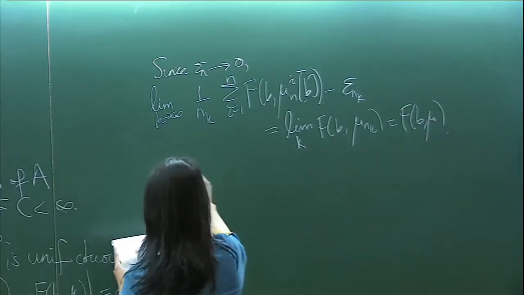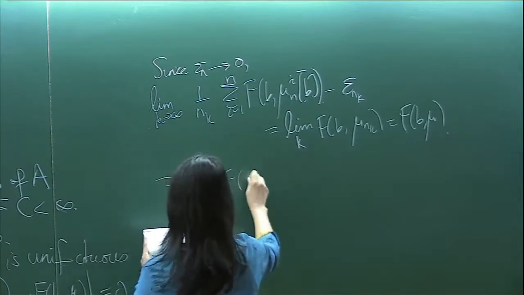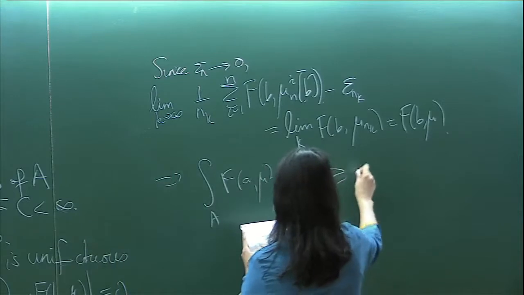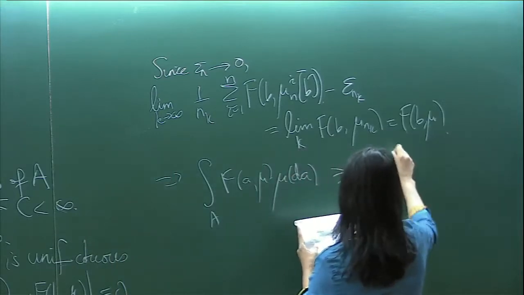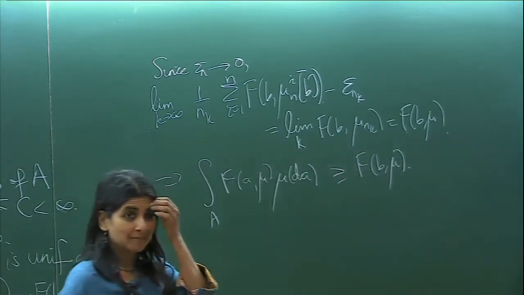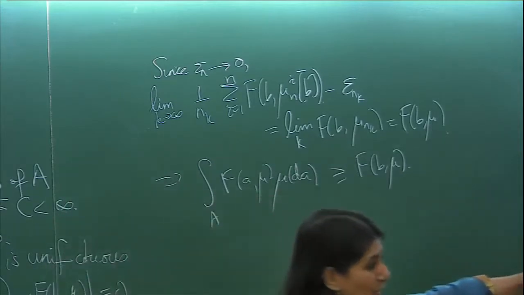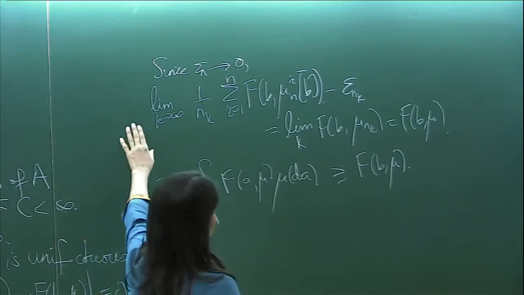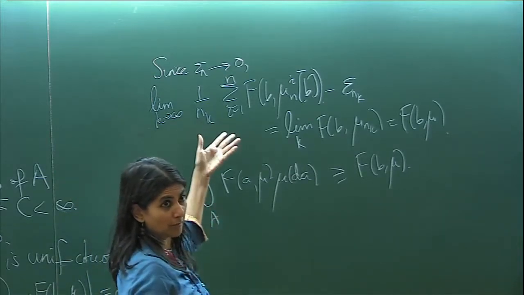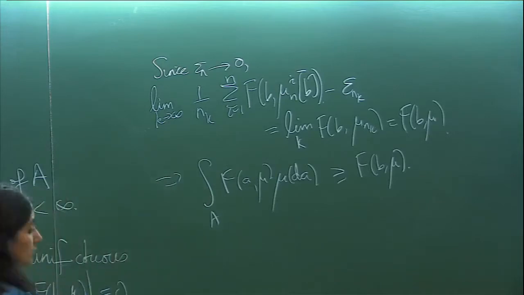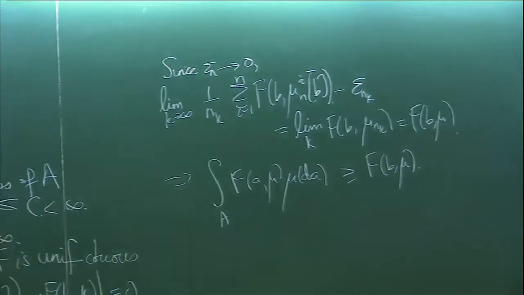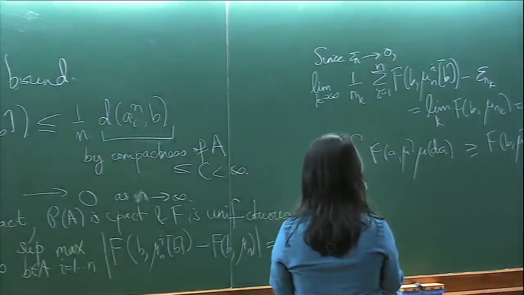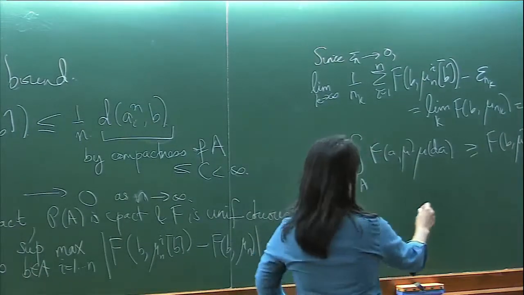So this implies that the integral of f(a, mu) dA is greater than f(b, mu), right? Just taking the limits of that right-hand side and using this fact, right? And you know that you have this uniform convergence. Is this clear?